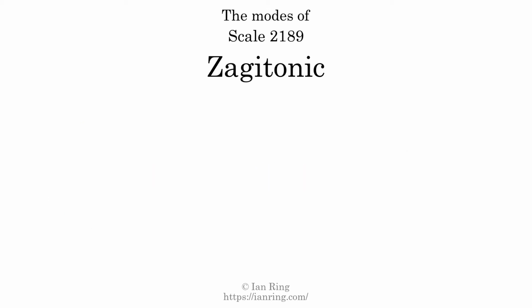This scale has 5 modes. The first mode is itself. The second mode is scale 1571, also known as Zagitonic. It sounds like this.